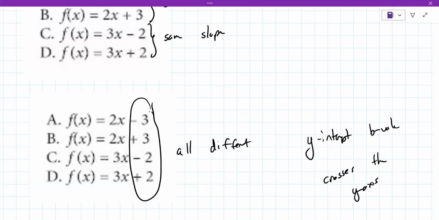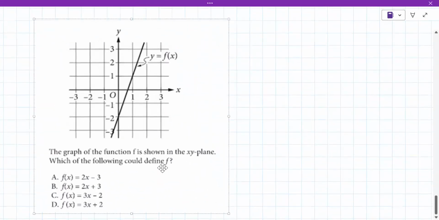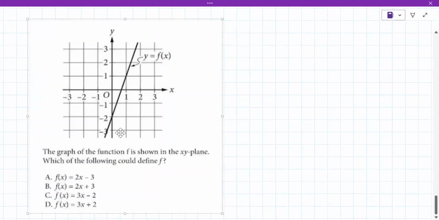Okay, I'm going to throw the whole question in front of you. This is the entire question. Where does this graph cross the y-axis? -2. There's your answer.